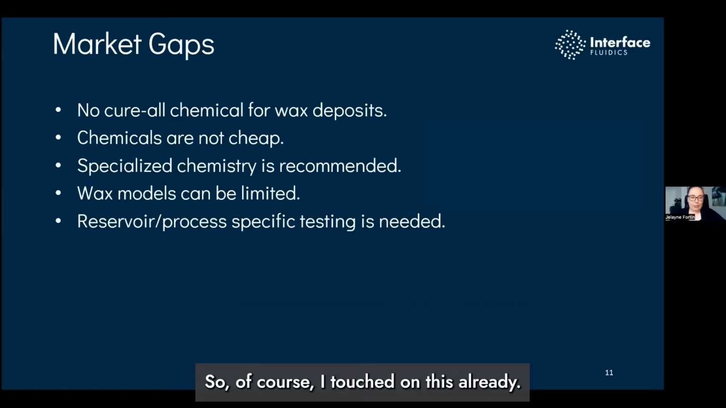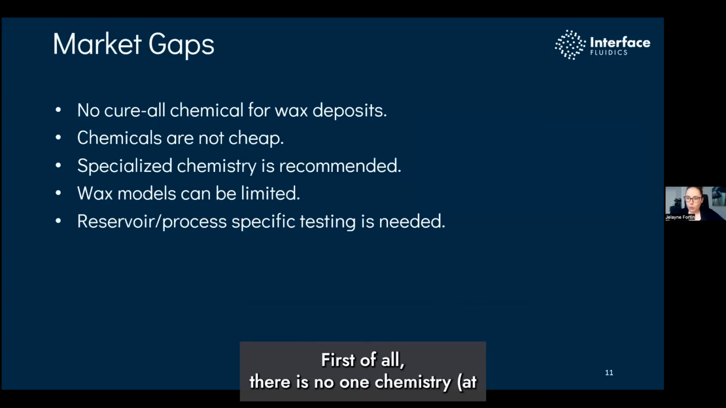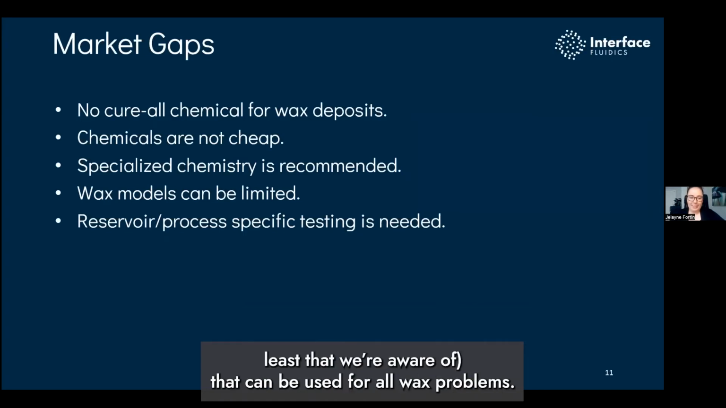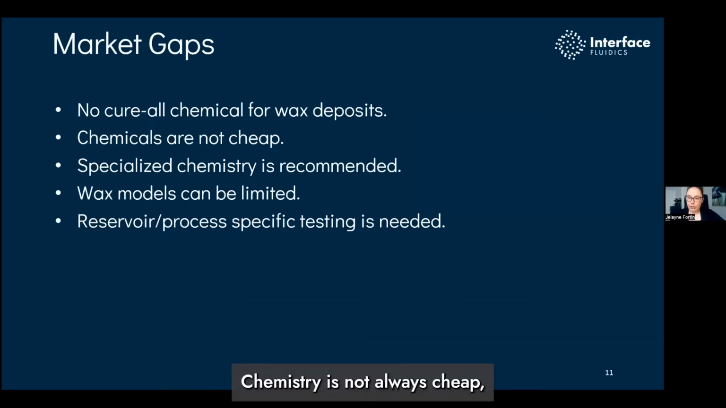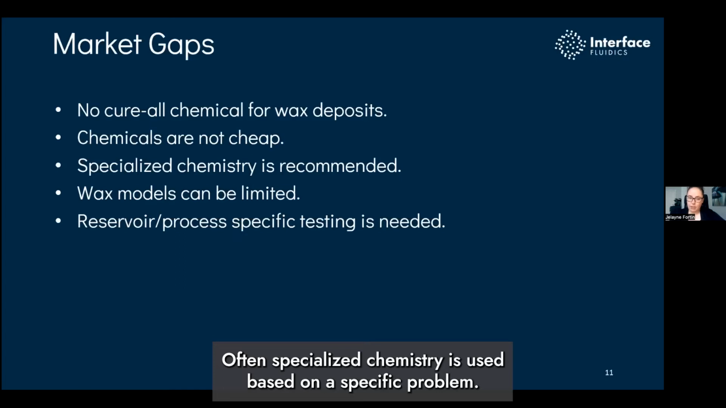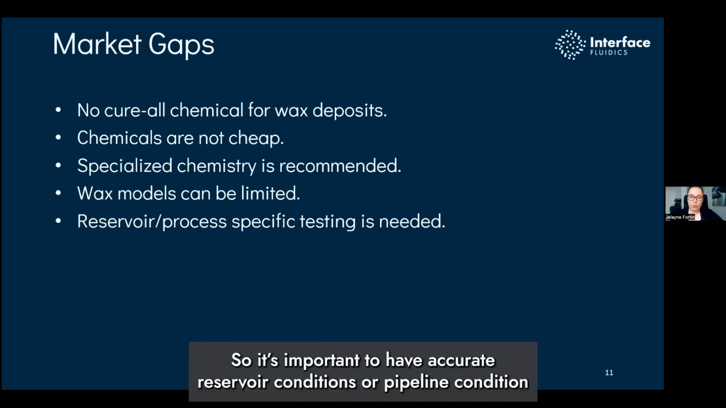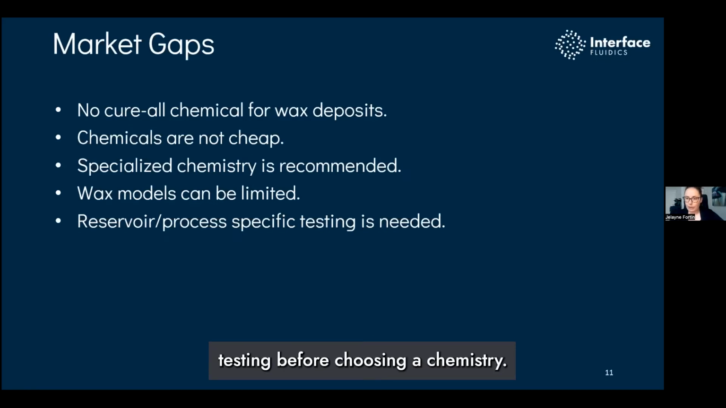Of course, I touched on this already, but there are a few gaps in solving wax problems with chemistry. First of all, there's no one chemistry, at least that we're aware of, that can be used for all wax problems. Chemistry is not always cheap, so it's important that you have the right dosage so that you can do what you need to do without spending too much. Often specialized chemistries are used based on a specific problem, and then that problem needs to be tested. So it's important to have accurate reservoir conditions or pipeline condition testing before choosing a chemistry.